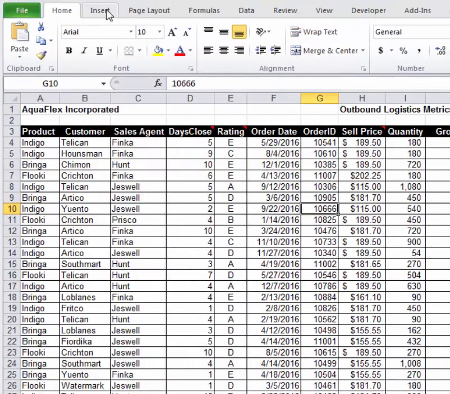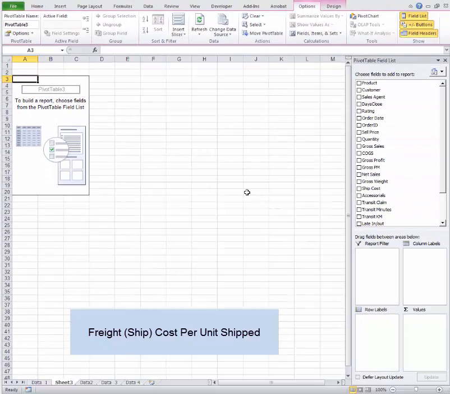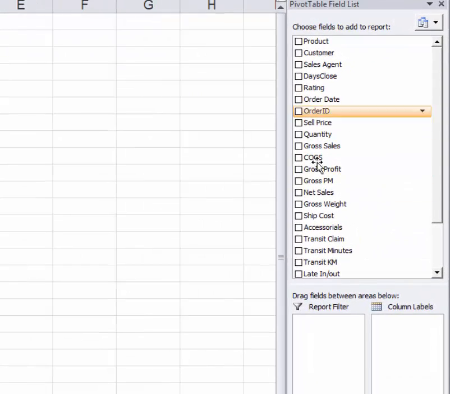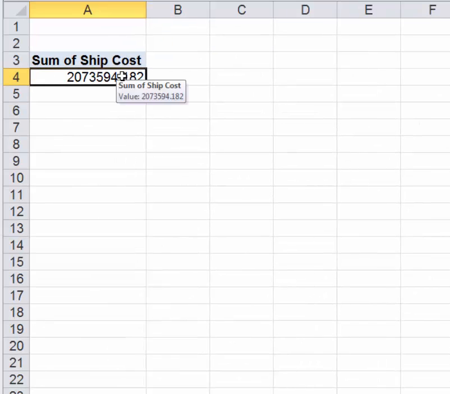Now we're going to open up a brand new pivot, and the first metric we're going to do is the shipping cost or freight cost by unit shipped. So let's have a look. What do you think the shipping costs are? Well, we have a field here called ship costs. We'll put that in box 1 values, and the total is this.